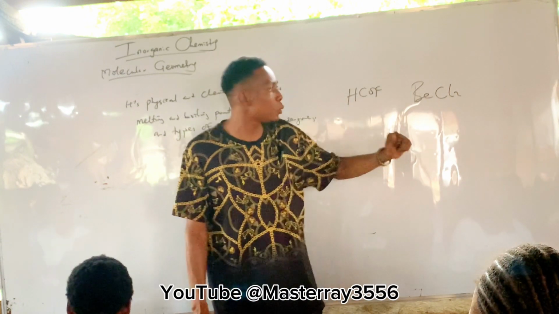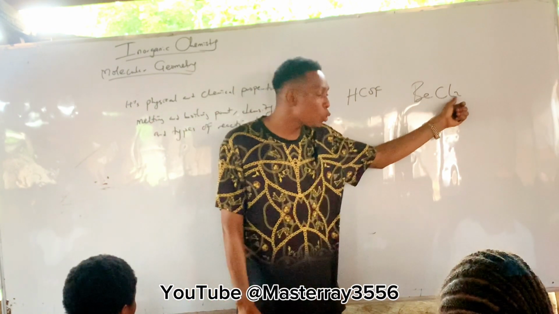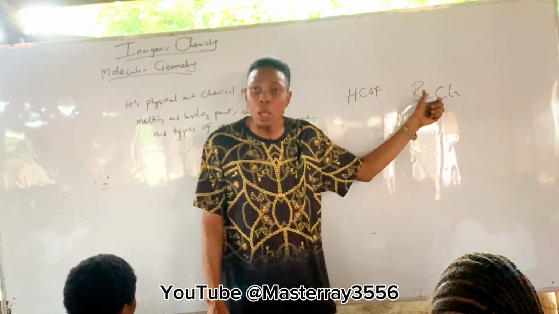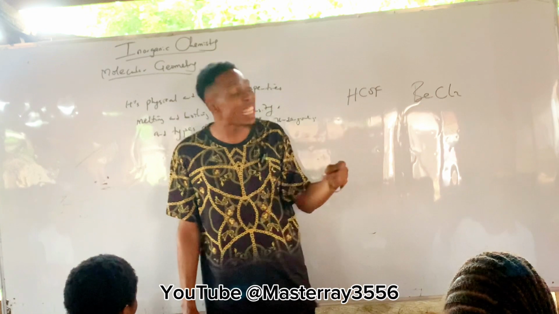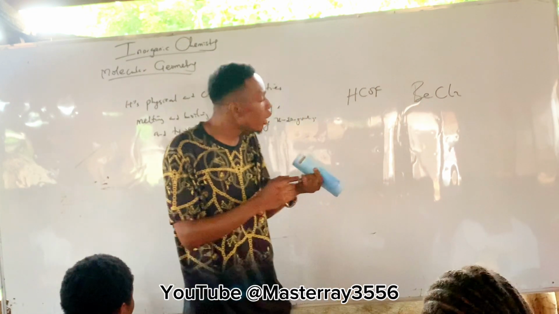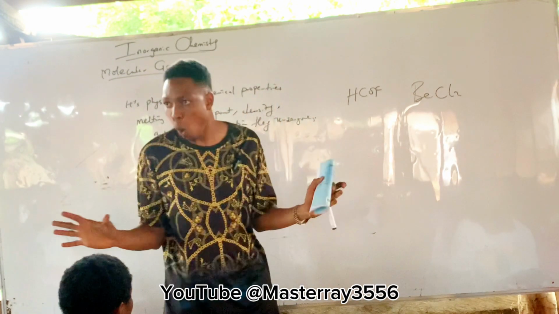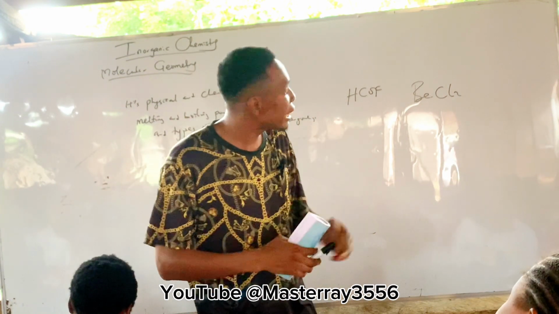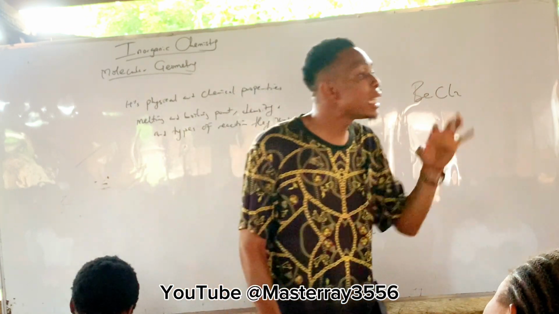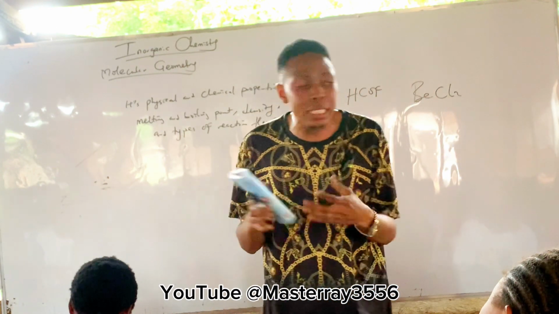How many atoms of beryllium do you have? How many atoms of chlorine? Which one stays at the middle? Beryllium. Beryllium is at the middle because it has the least number of atoms. But in the first example, the atoms are all equal. For you to determine which one will stay at the middle, you make use of the element with the least electronegativity. How do you determine that?